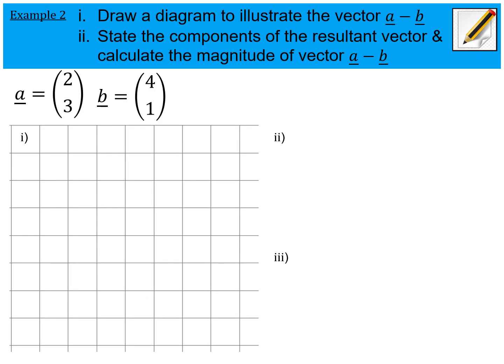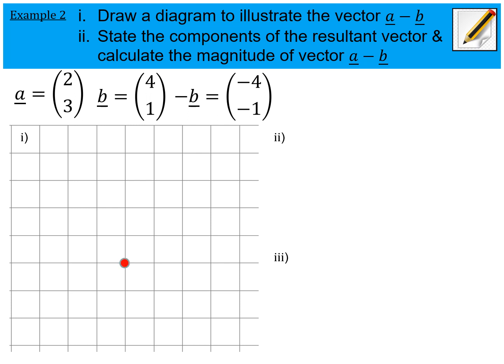Okay, let's look at example 2. So here we've been given two column vectors A and B. Vector A is the vector (2, 3) and B is the vector (4, 1). We're being asked to draw a diagram to illustrate vector A subtract B. So remember, we need to think of that as A add negative B. So we need to get the column vector for negative B. Remember, all we do is swap the signs. So negative B has a column vector of (negative 4, negative 1).